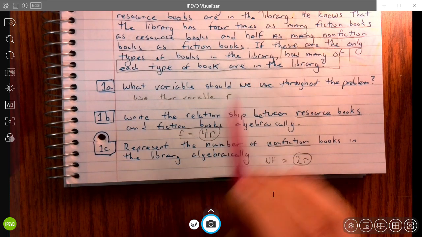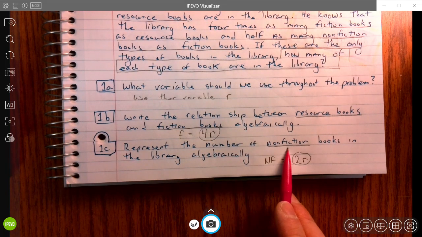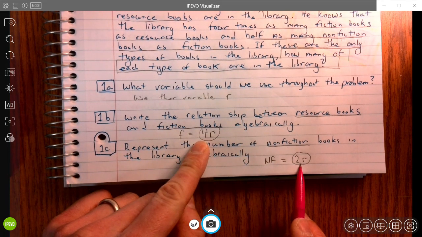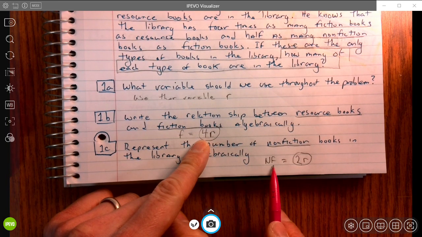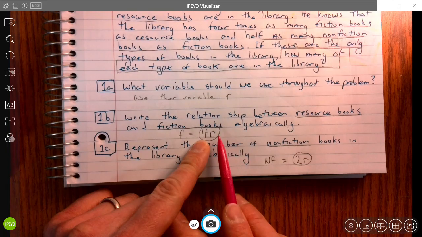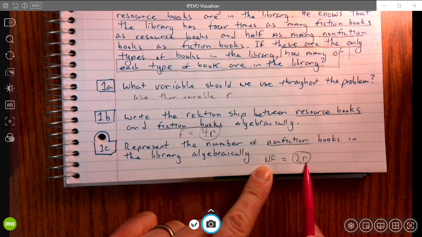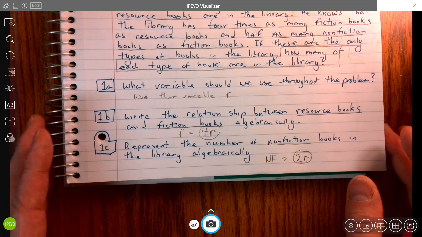I hope that makes sense. So we have, there are 4 times as many fiction books as there are resource books, and if there's half as many nonfiction books as there are fiction books, then all I'm doing is I'm taking half of 4, and I'm multiplying it to the amount of resource books. So while there are half as many nonfiction books as there are fiction books, you could also say that there are 2 times as many nonfiction books as there are resource books. If you need to pause and go back and re-listen to what I said just then, I recommend that you do that. Okay.